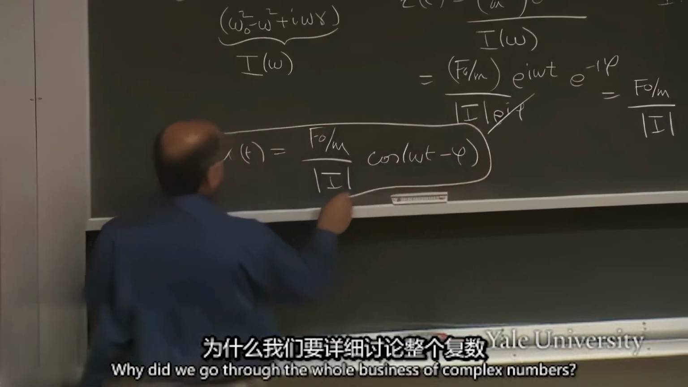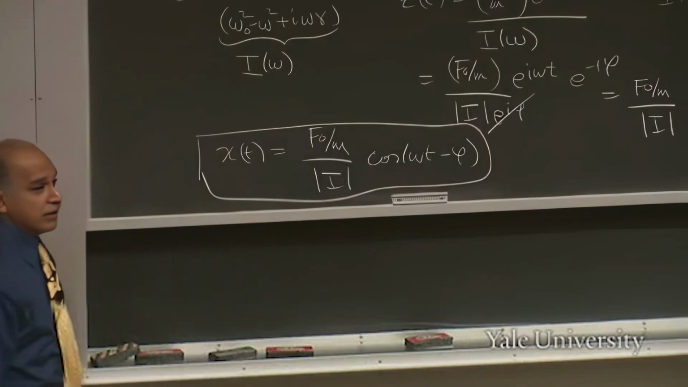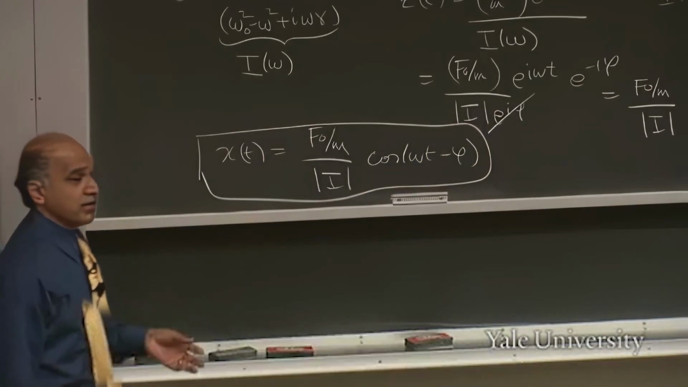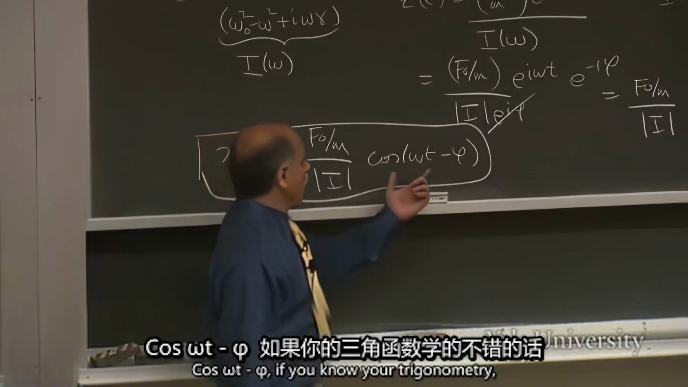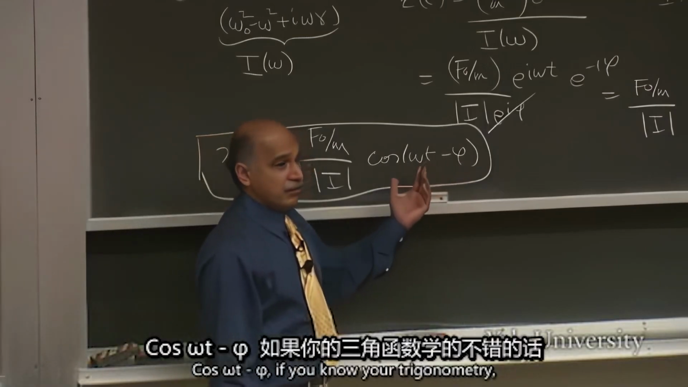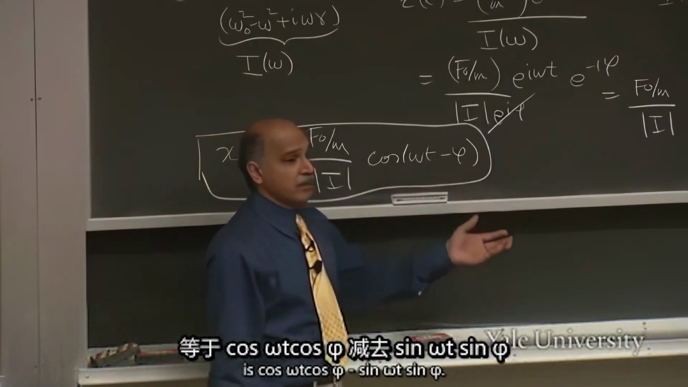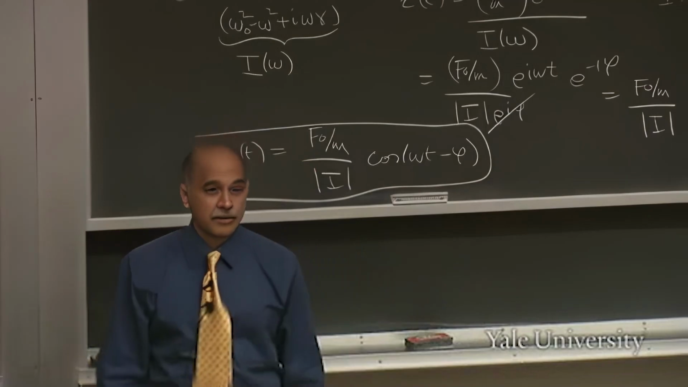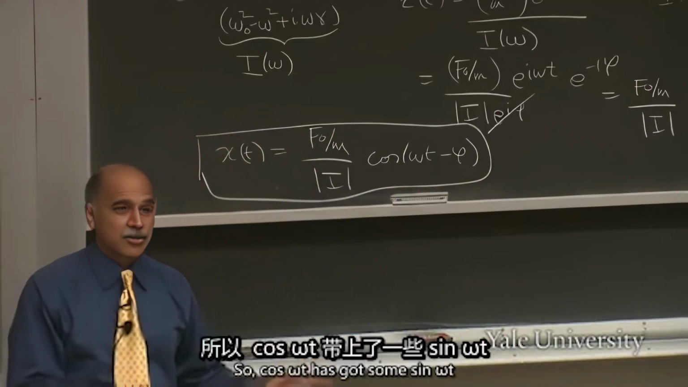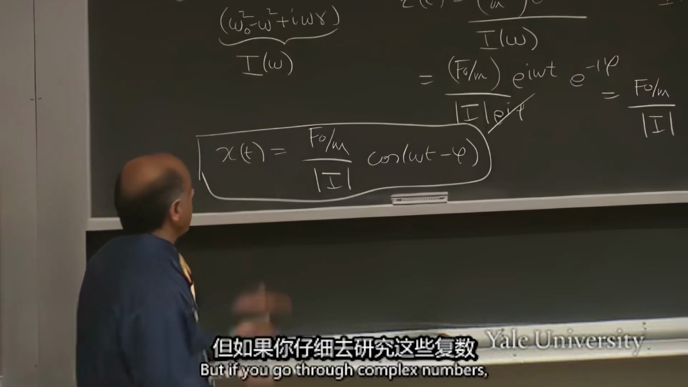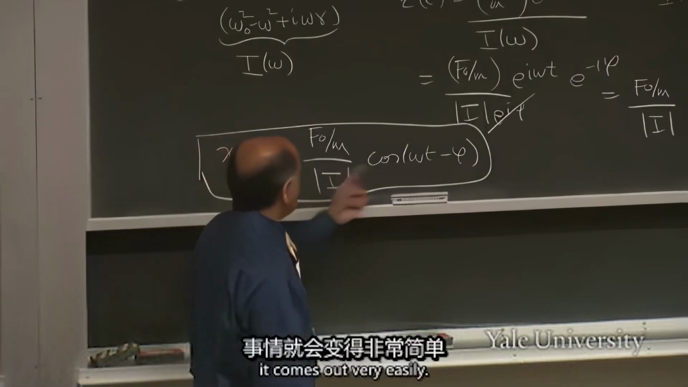Why did we go through the whole business of complex numbers? We went there because the answer is not a cosine and it's not a sine. Cos(ωt − φ), if you know your trigonometry, is cos ωt cos φ minus sin ωt sin φ. So it's got some cos ωt, it's got some sin ωt, and that's why it's hard to guess that answer. But if you go through complex numbers, it comes out very easily.